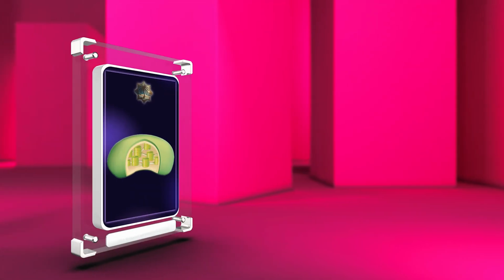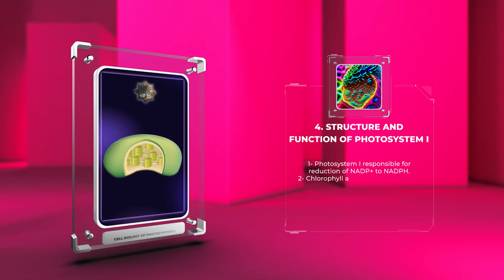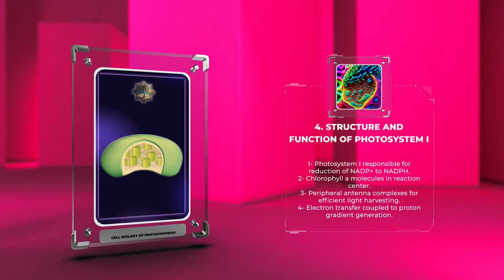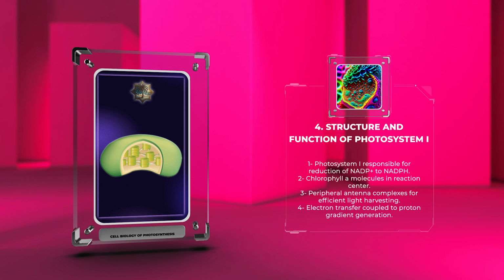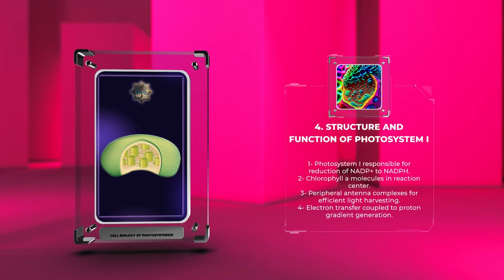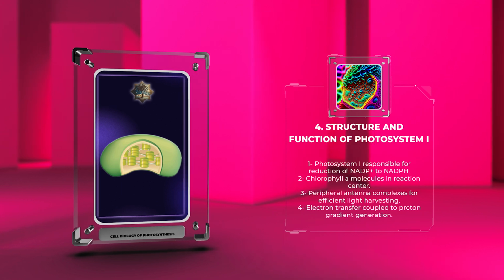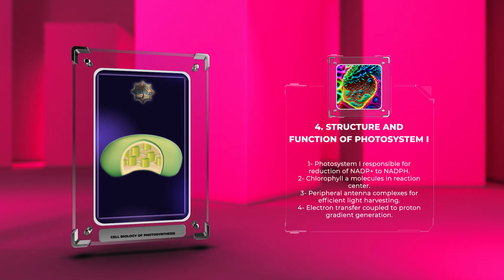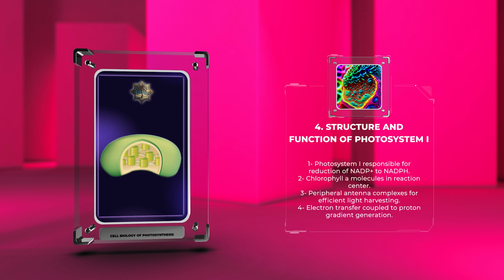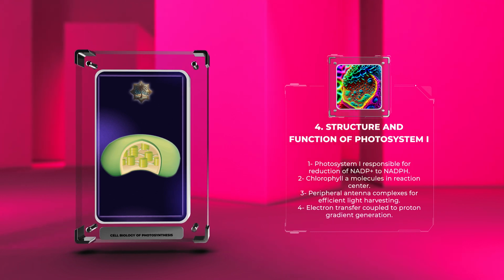Photosystem I is responsible for the reduction of NAD+ to NADH through cyclic and non-cyclic electron transfer pathways. It consists of a reaction center, composed of chlorophyll molecules, and numerous peripheral antenna complexes for efficient light harvesting. The electron transfer reactions in PSI are coupled to the generation of a proton gradient across the thylakoid membrane, contributing to ATP synthesis.